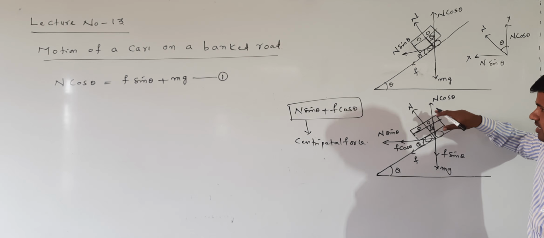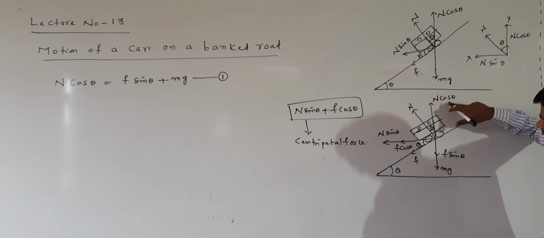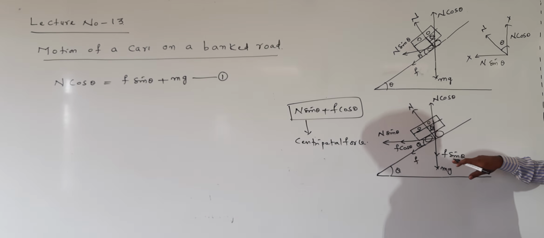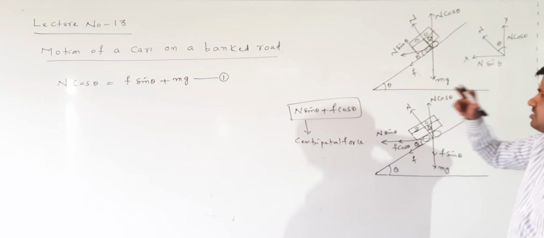So in the first case I am writing n cos theta. Upward forces are balanced by the total downward forces. So n cos theta is equal to f sin theta plus mg. First condition we have written.